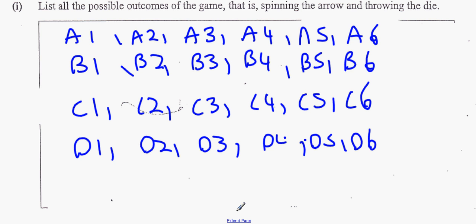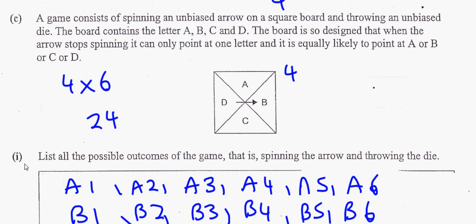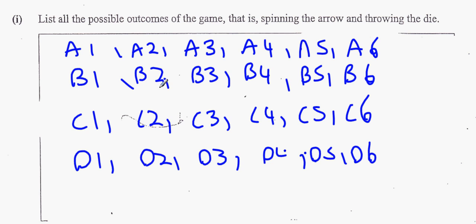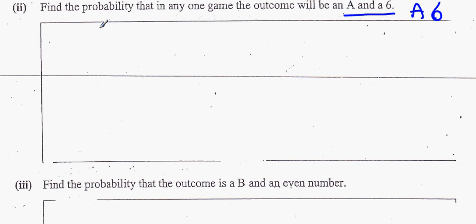Now, after that, we've got to answer some questions. Okay. And the question is: find the probability that in any outcome it will be an A and a 6. In any one game, the outcome will be an A and a 6. And means it has to be both. A6 is what we're looking for. A6 is one answer out of 24, so it's 1 out of 24. Okay? So it's 1 out of 24.